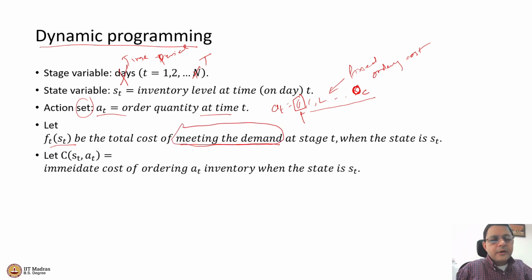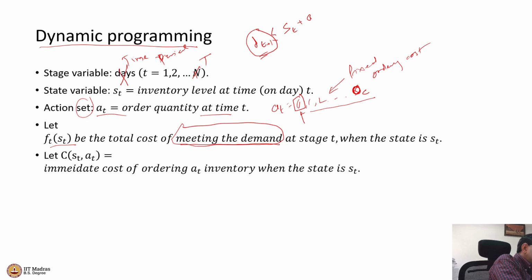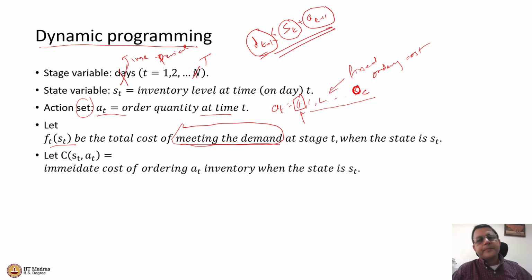So you order enough so that whatever you have stored in inventory plus whatever you are going to order together can meet the demand of that day, D_T, right? So essentially what is D_T? Sorry, D_(T+1). Whatever is the demand in time period T+1 should be smaller than whatever I am carrying in inventory from the previous time period plus whatever I decide to order in this time period. Okay, so this is what we are assuming. Only then can I ensure that the demand is actually met.